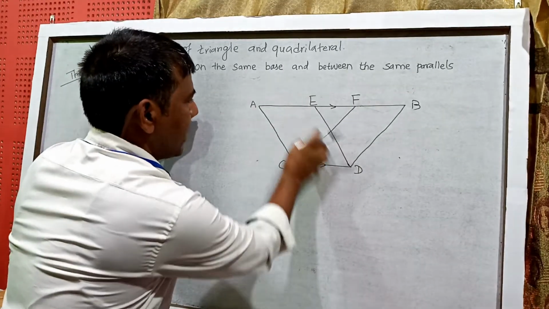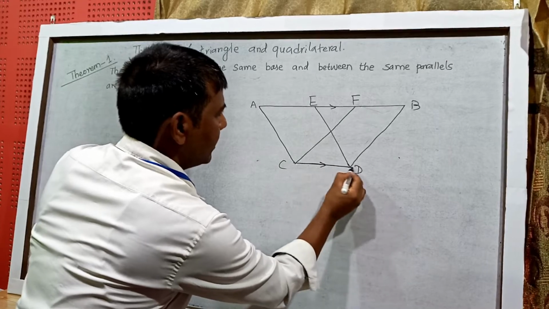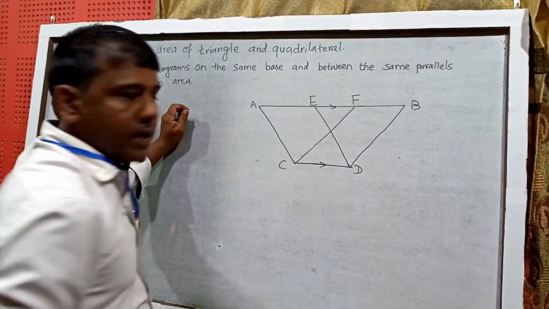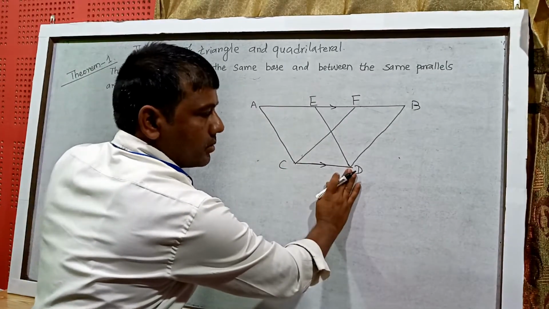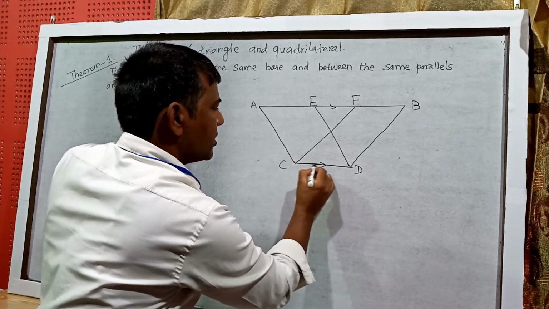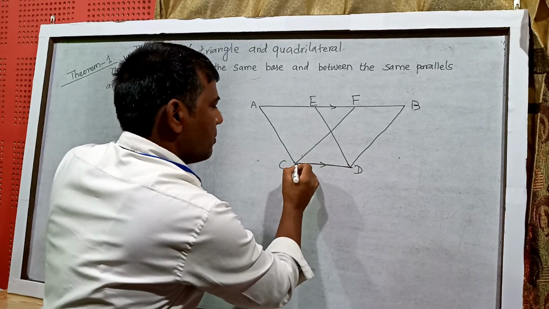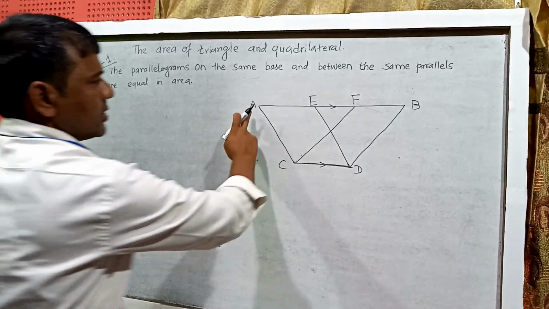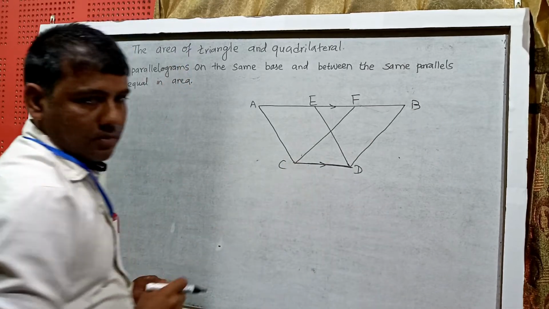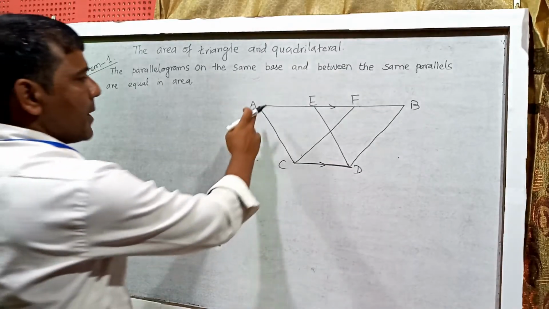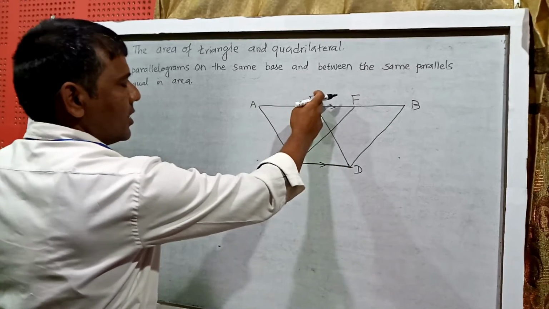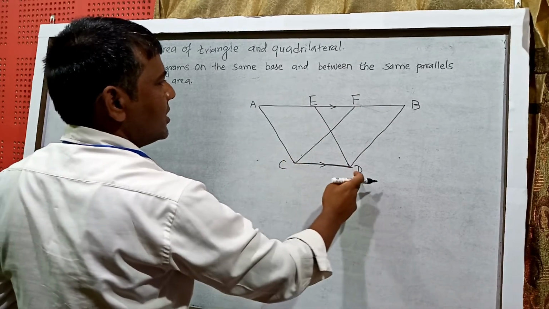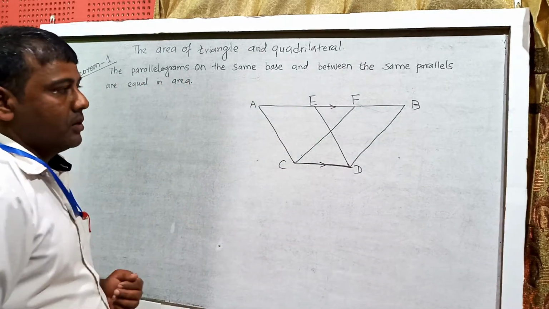This parallelogram is standing on the base CD, and this parallelogram also stands on CD. Both parallelograms are standing on the base CD. They are formed on the same base CD and between the same parallel lines AB and CD. In this case, the area of parallelogram ACDE equals the area of parallelogram FCDB. Their areas are equal.